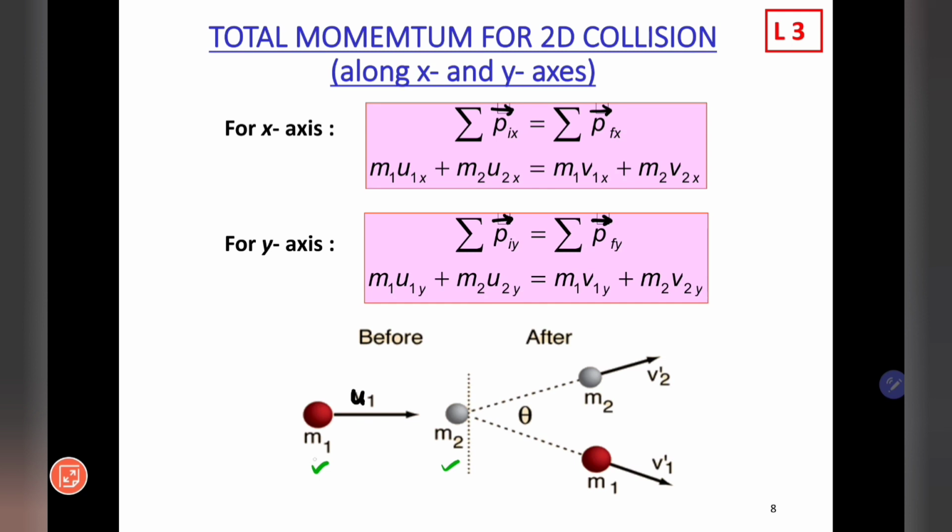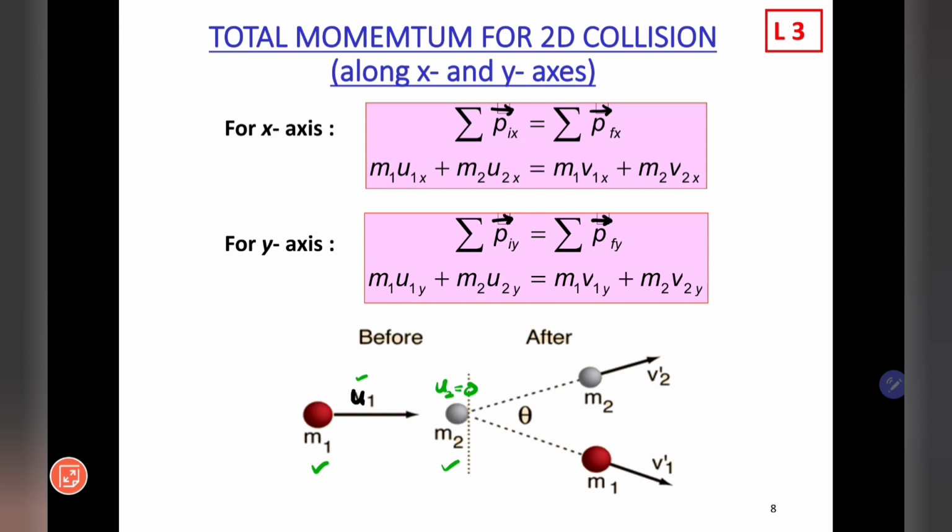Alright, so M1 is moving to the right by U1. So this is the velocity of U1, while M2 just keeps static. So U2 equals 0. It doesn't move. Alright. So initially, what do we have now for the momentum? Only M1 and U1. M2 U2 just equals 0. Okay, leave it first. Okay, after collision, what happened?